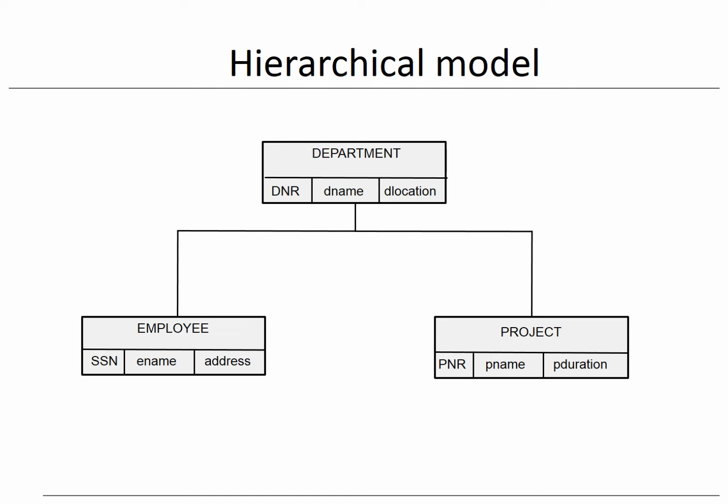Here you can see an example. We have 3 record types: department, employee, and project. The department record type has 3 data fields: department number, department name, and department location.